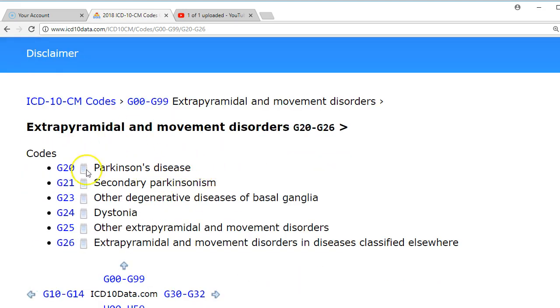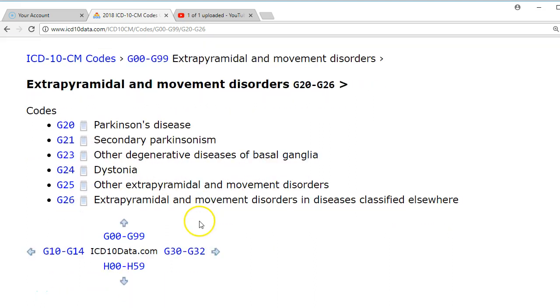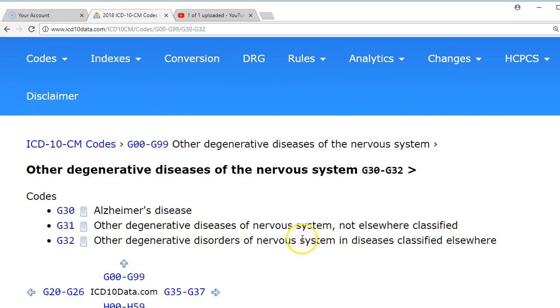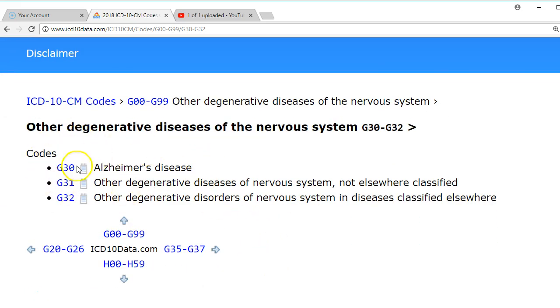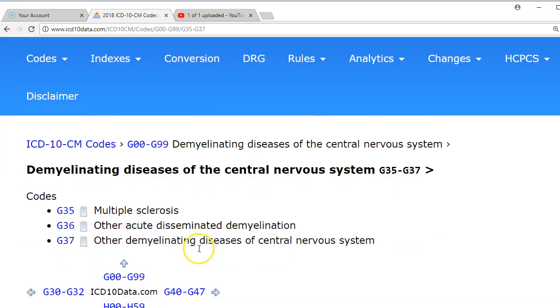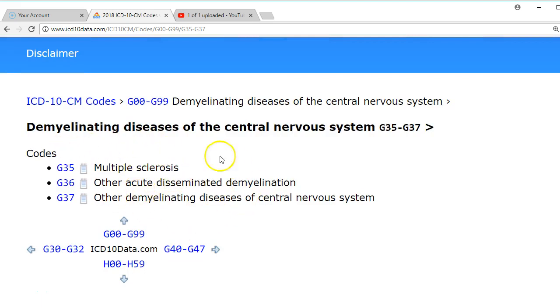We're also going to have a whole section on Parkinson's disease, secondary Parkinson's disease, dystonia, which is issues with muscle strength and movement, other movement disorders. Again, we're going to have a whole area of just Alzheimer's disease and other degenerative diseases. Then we have a whole issue of multiple sclerosis and other demyelinating disorders. Remember, the myelin is the covering on our nervous system. It's the covering on our nerves. And when that gets stripped off, it does not allow our nerves to function properly because it's lost its protection. So again, lots of different demyelination diseases that we have.